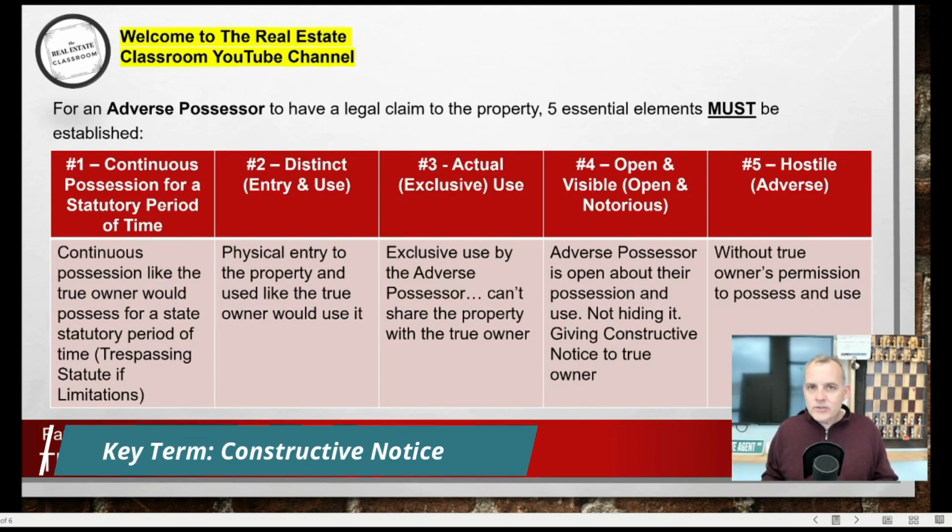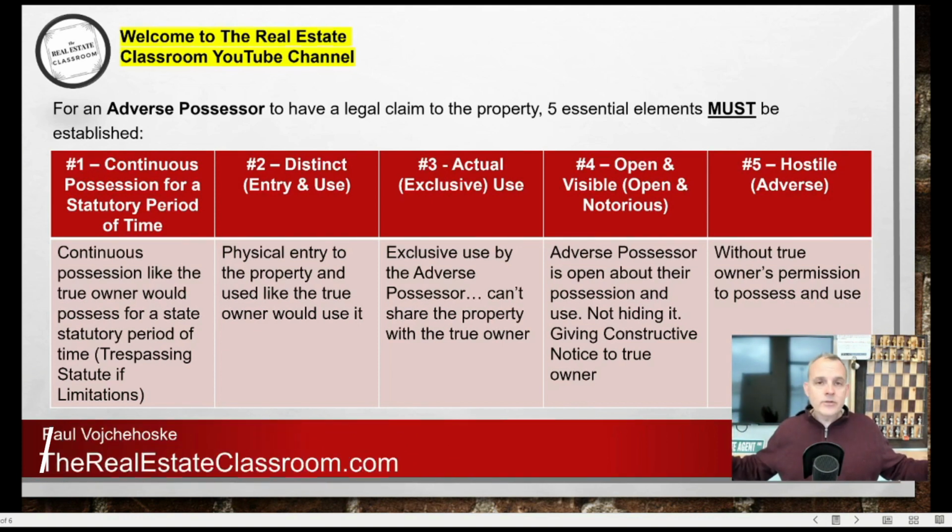That's called giving constructive notice. And they're actually giving constructive notice to the true owner that, hey, I'm not hiding anything. I'm not trying to be deceptive. I'm here. I've moved in. I'm taking care of the lawn. I'm planting flowers. I put up a fence. I'm doing maintenance to the house and the buildings that are on it. They are hiding nothing, and they're doing it right in front of the true owner. It's up to the true owner then to take action to remove the adverse possessor. And if they don't, then they can lose the property under adverse possession. So that's the 4th essential element.